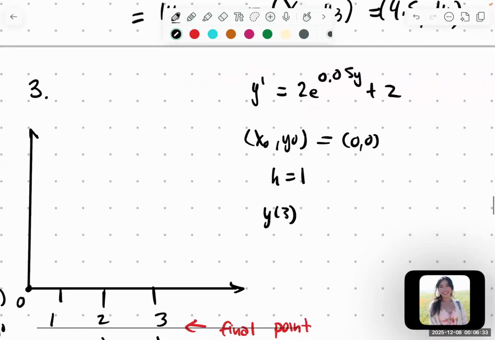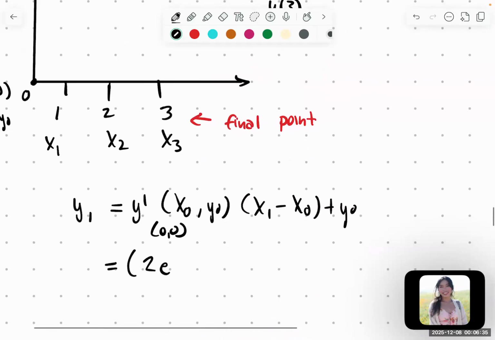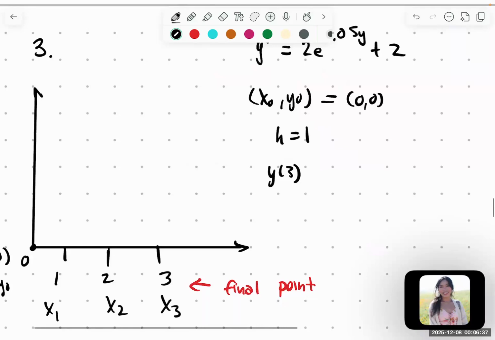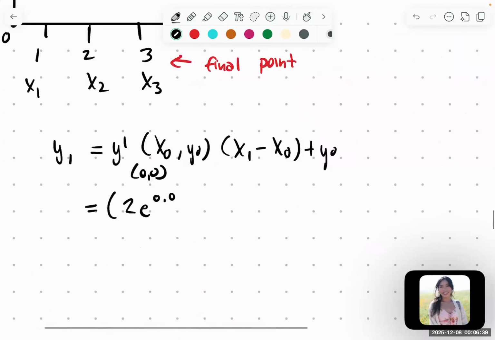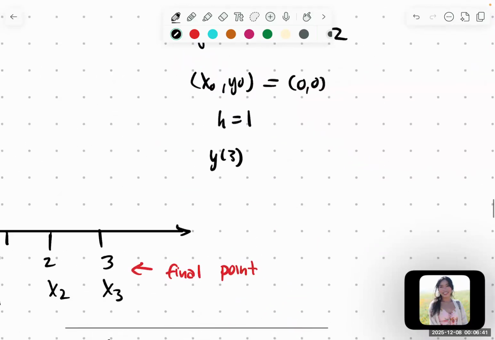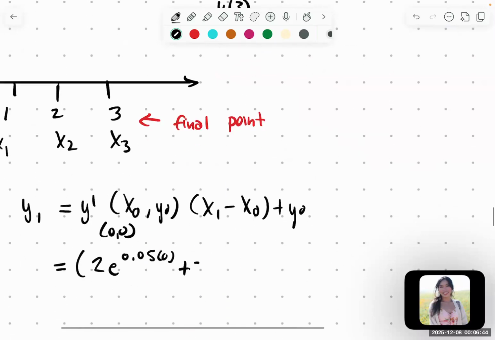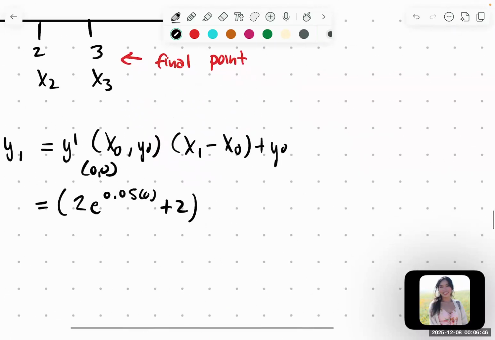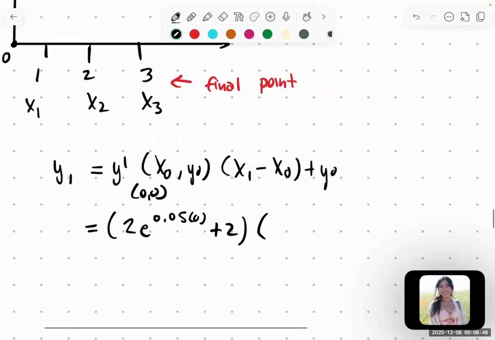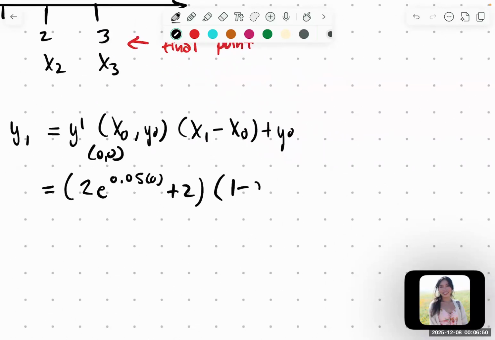2e to the 0.05 times 0 plus 2. Our x1 is just 1 minus 0. And our y0 is just 0.